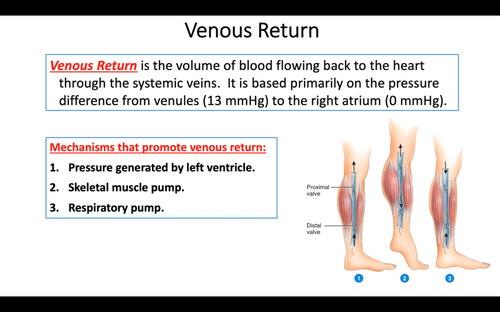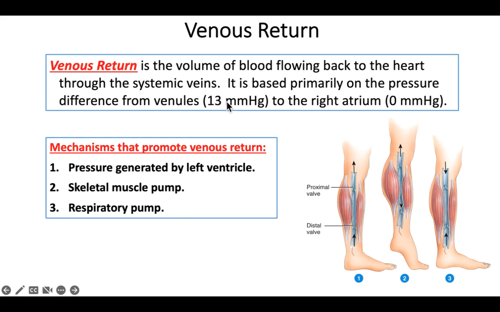So this explains what helps promote venous return. There's three things. One is you've got to have a nice pressure gradient. If you've got a nice pressure gradient, blood flows pretty well. The gradient we're talking about is actually the 13 at the venules and the 0 at the right atrium. That's a pretty good gradient. So blood should flow from this high 13 to this low 0, which is nice.